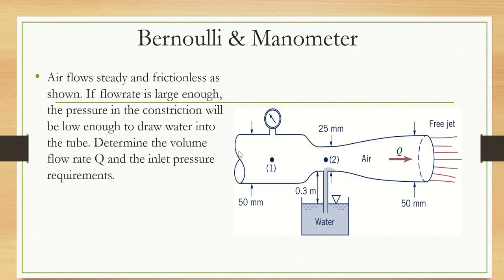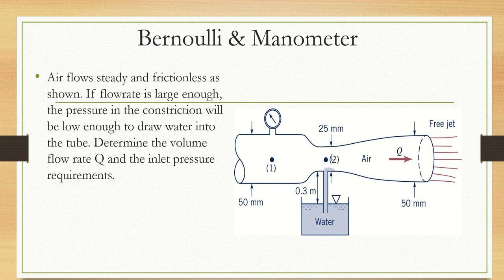It involves airflow. Airflow is steady and frictionless, as shown, and we have flow in a converging, diverging nozzle. If the flow is large enough, the pressure in the constriction will be low enough to draw water into the tube. Of course, with Bernoulli, we know that pressure and velocity are inversely proportional to each other at the same elevation. So the air will flow from point 1 to point 2.